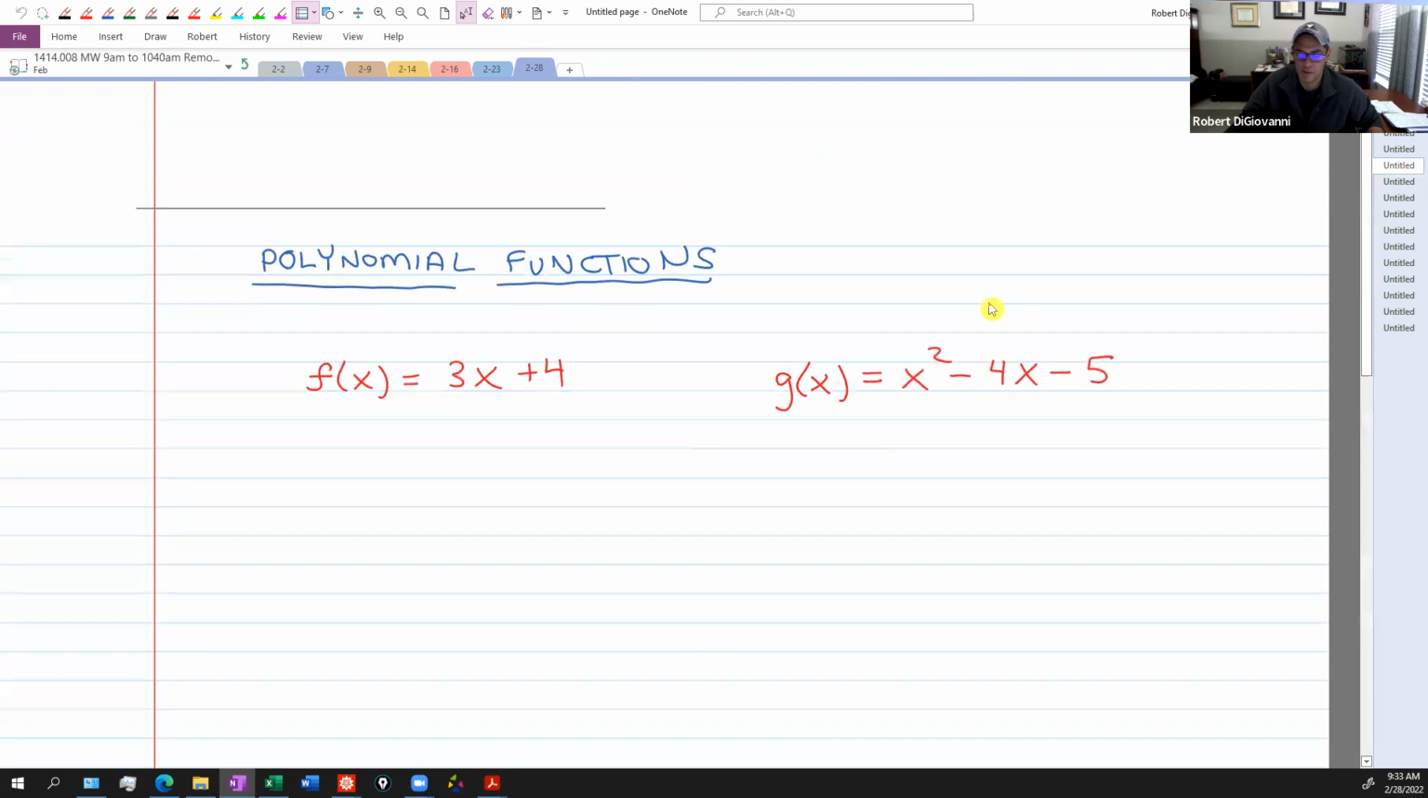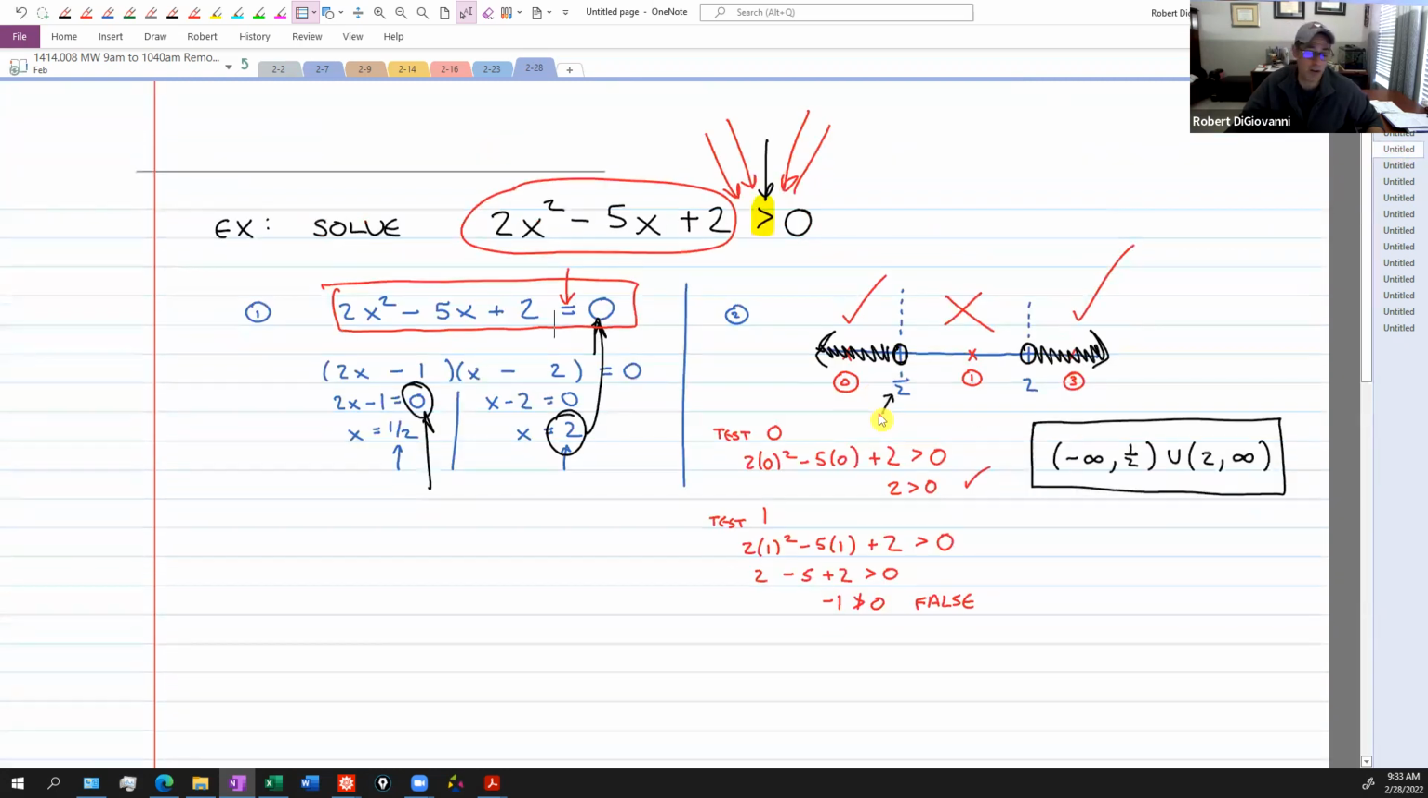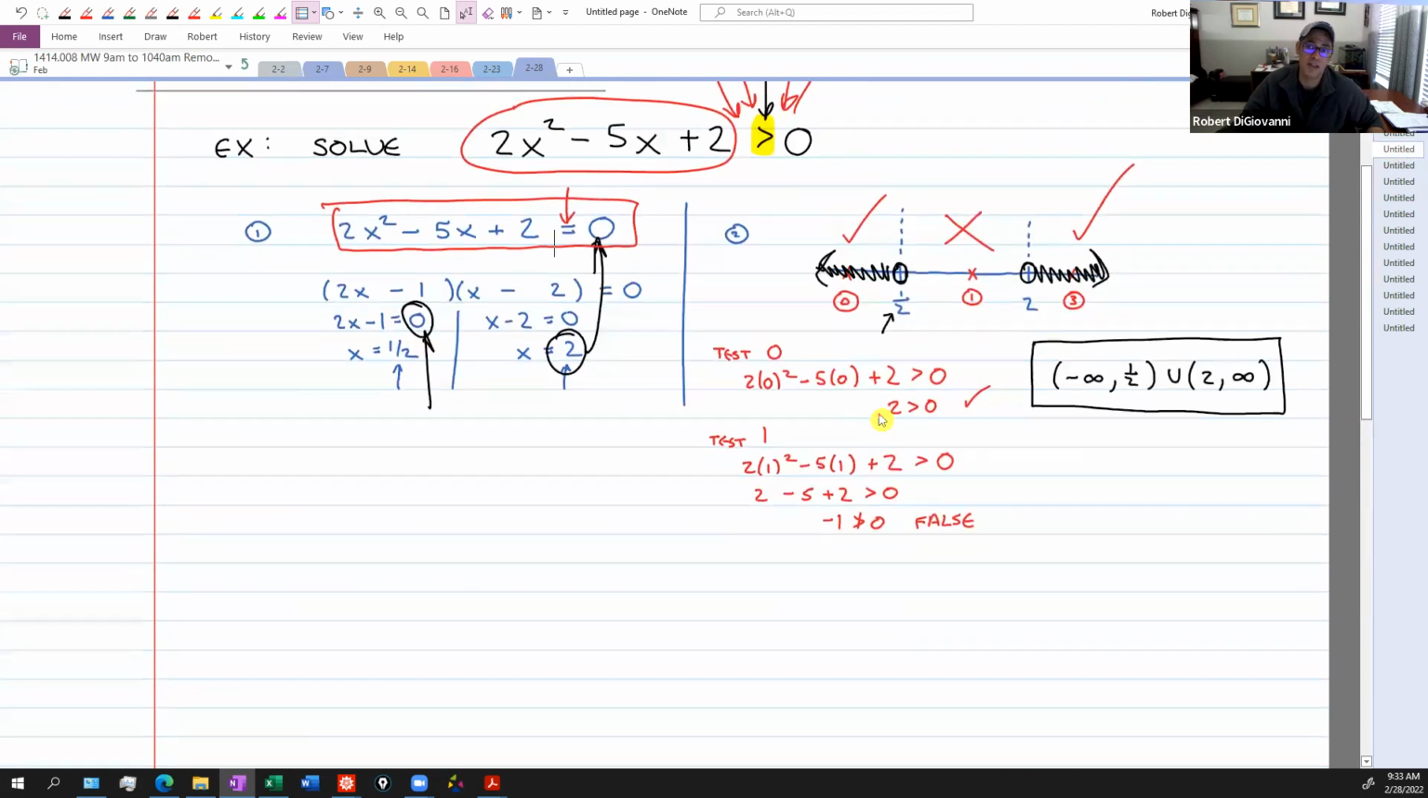Okay, let's see what we got next. Yeah, okay, so that's it for quadratic inequalities. There's really nothing more. The steps are the steps. You just have this additional thing where you have to do a number line and you have to take your test points, check your regions, and then put your answer as an interval.